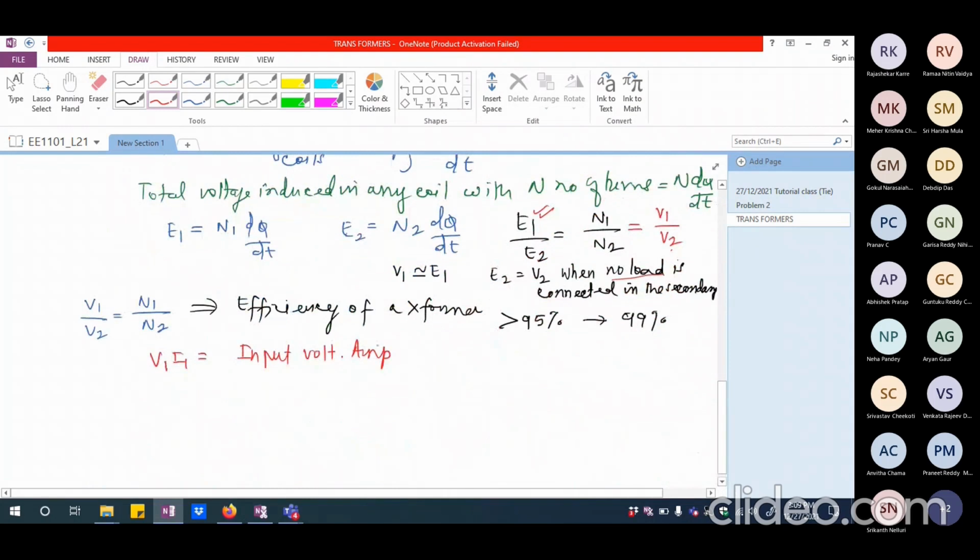So this is the input volt ampere, what is available from the primary side, which I am pumping into the transformer. That should be approximately equal to V2 I2, which is the secondary side volt ampere, because I hardly expect any loss to take place within the transformer. So from here, I should be able to say V1 divided by V2 equal to I2 divided by I1, which is also incidentally equal to N1 divided by N2.